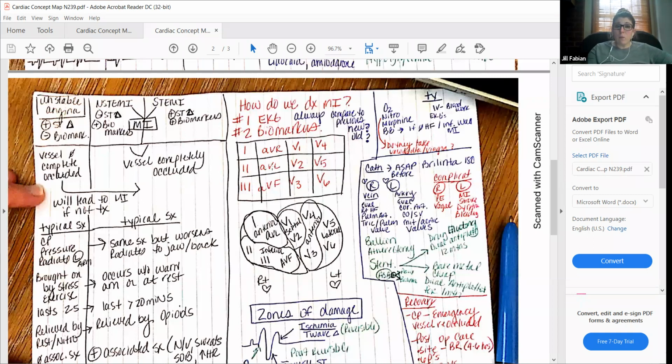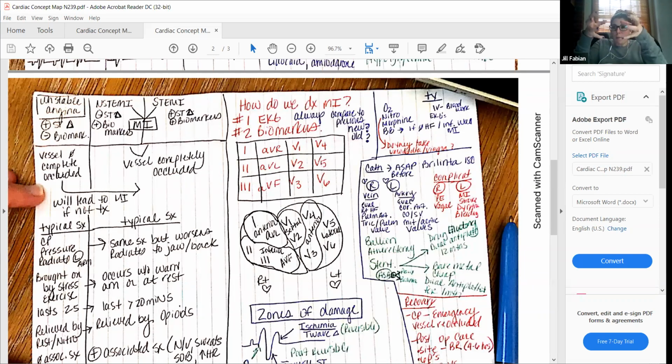So lead 1 and AVL go together. So if I see an ST elevation in AVL and 1, then I'm going to say, oh my gosh, this is the right side of the heart, and this is the area that's being affected. If I have a lead change in 2, 3, and AVF, guess where that is? That's the inferior part of the heart.